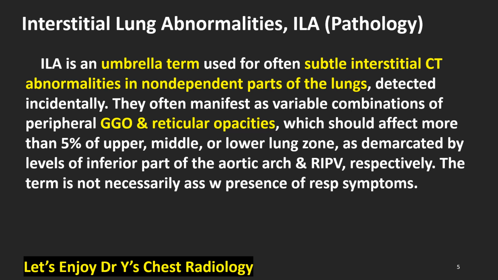Interstitial lung abnormality, pathology. Interstitial lung abnormality is an umbrella term used for often subtle interstitial CT abnormalities in non-dependent parts of the lungs, detected incidentally. They often manifest as variable combinations of peripheral ground glass opacity and reticular opacities, which should affect more than 5% of an upper, middle, or lower lung zone, as demarcated by levels of the inferior part of the aortic arch and right inferior pulmonary vein, respectively. The term is not necessarily associated with presence of respiratory symptoms.